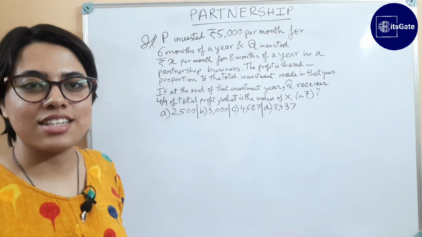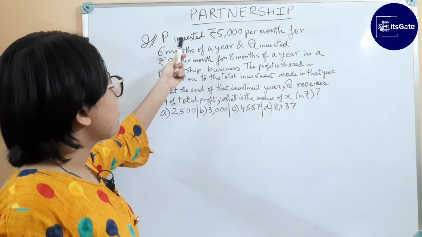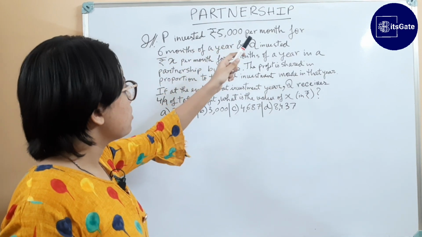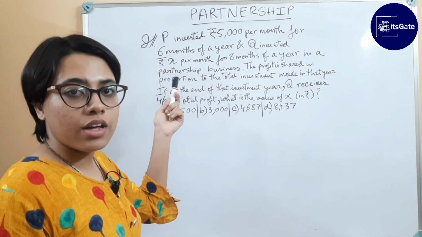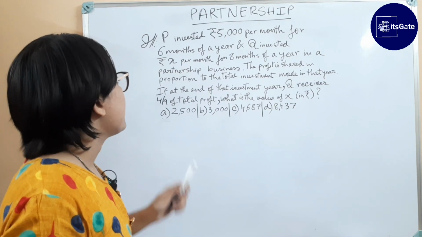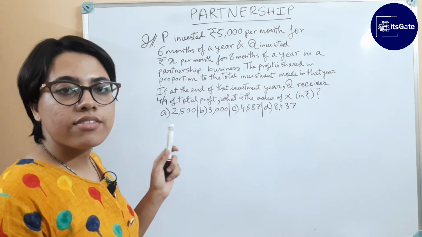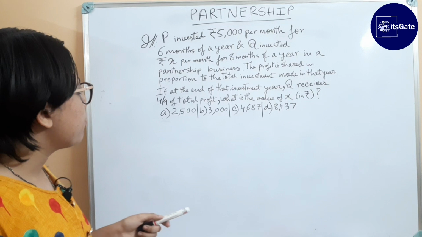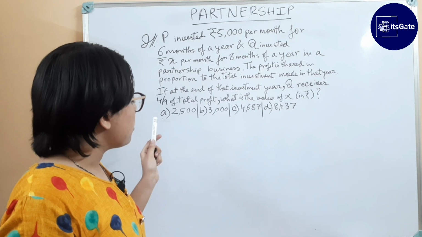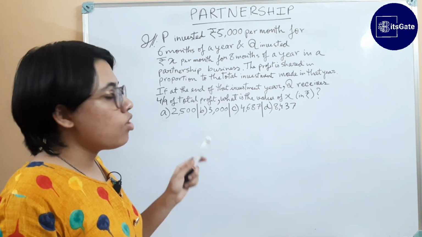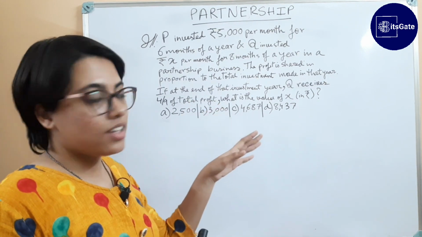So let's move to our next subtopic, which is partnership. The question says, P invested rupees 5,000 per month for 6 months of a year and Q invested rupees X per month for 8 months of a year. In a partnership business, the profit is shared in proportion to the total investment made in that year. If at the end of that investment year, Q receives 4/9 of the total profit, what is the value of X? That is the amount invested by Q per month in rupees.